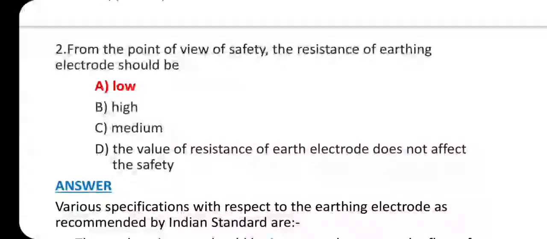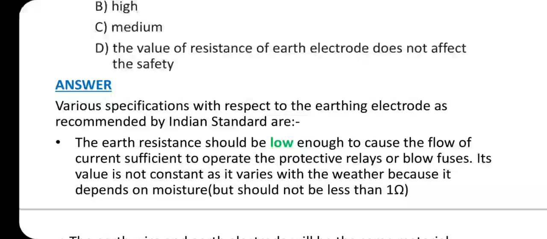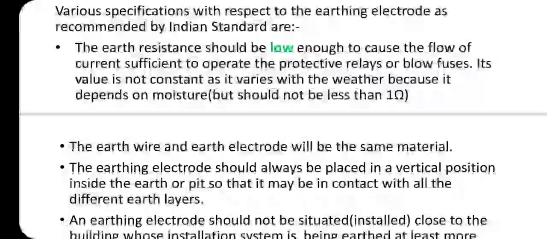Question number 2. From the point of view of safety, the resistance of earthing electrode should be. Answer is option A, low. Various specifications with respect to the earthing electrode as recommended by Indian standards are: the earth resistance should be low enough to cause the flow of current sufficient to operate the protective relays or blow fuses.